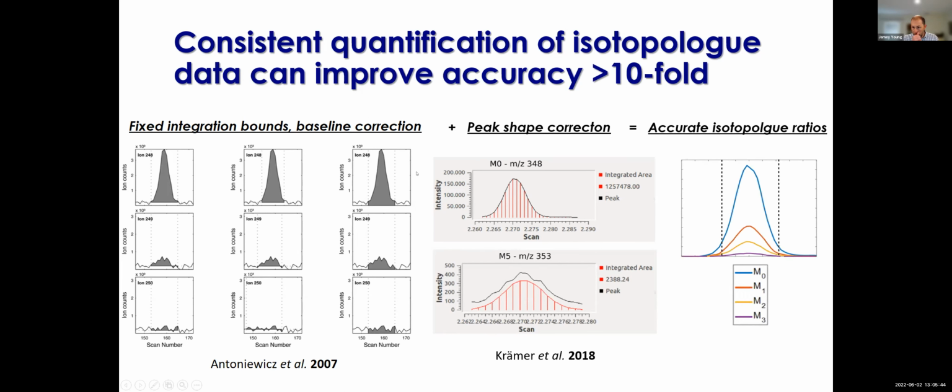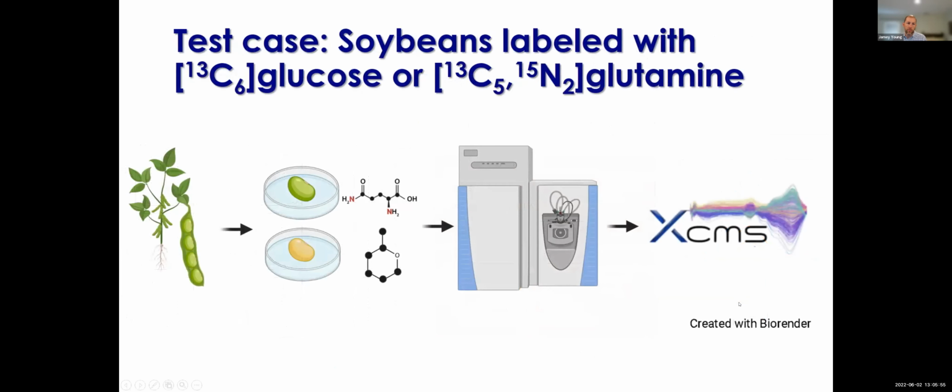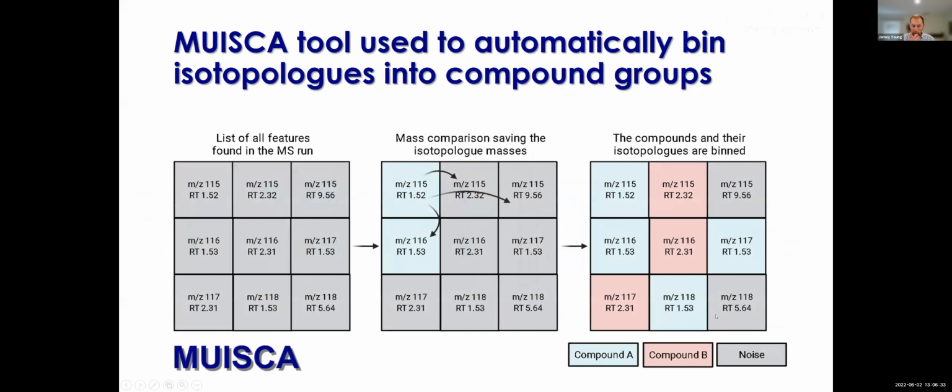And so by combining these different ideas, we can ultimately generate much more accurate isotopolog ratios when we go to quantify the labeling data. And so just to tie that back to our test case here, we had data from soybeans that were labeled with either C13 glucose or dual labeled C13 N15 labeled glutamine. We had our two different soybean varieties, the high protein, high oil, or the high protein, low oil. And we did parallel labeling experiments with each of these different tracers, analyzed the samples with high res mass spec, and then processed it with XCMS to generate a list of features.